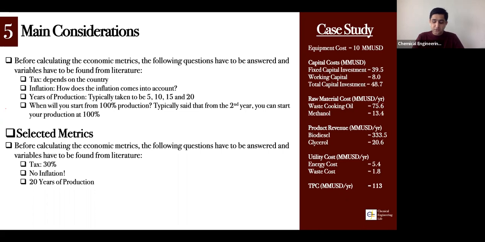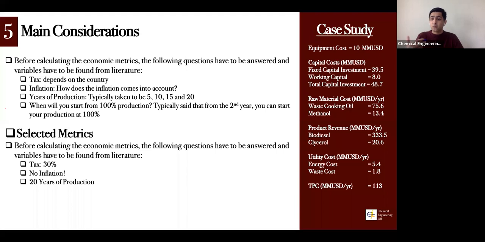Then you need to consider how long you want your project to be. Typically it's 5 years, 10 years, 15 years, or 20 years. Now the thing is, the shorter project time you select, the less money you'll make. So that's a given. If you select a production facility for 5 years, it might prove not to be so profitable because you don't really make that much profit in 5 years. If you were to do something in 10 years, your NPV would be a lot higher.